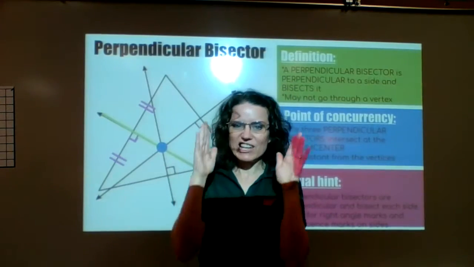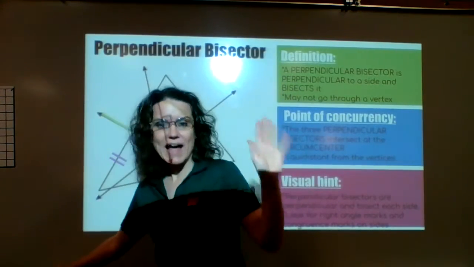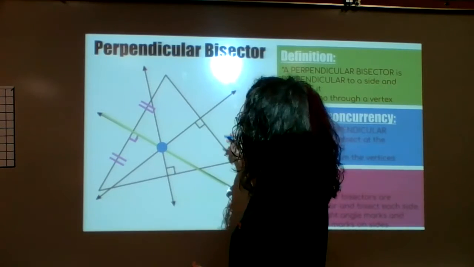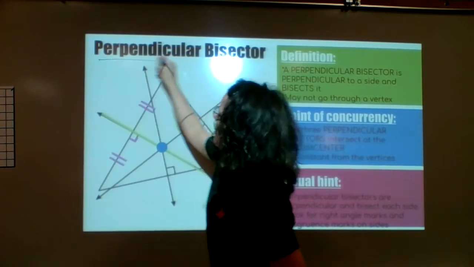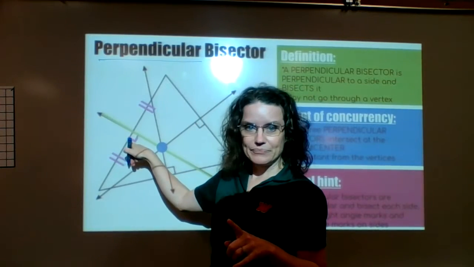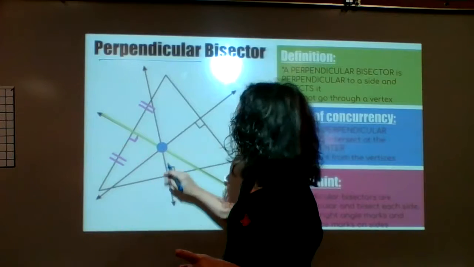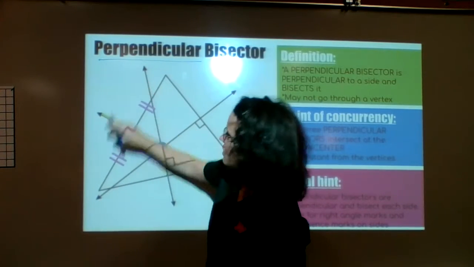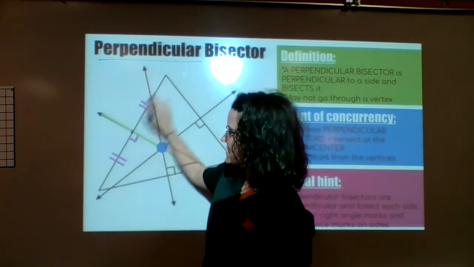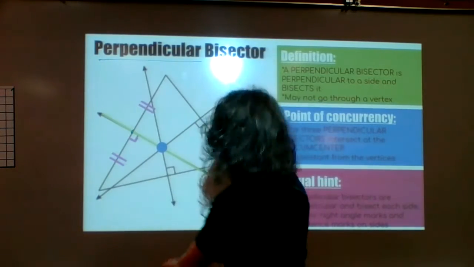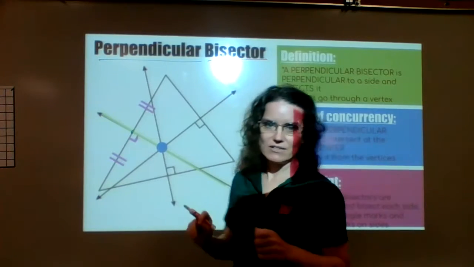Now this one is like a combination of your altitude and your median, okay? And so a perpendicular is going to tell you that you're looking for right angles, and you see them. But something special about these is that not only do they make a right angle, they also go through this midpoint of this side and make congruent pieces. And so it's a perpendicular bisector.